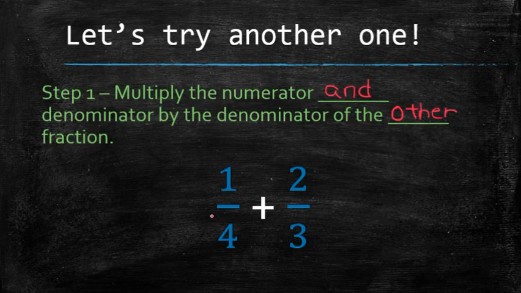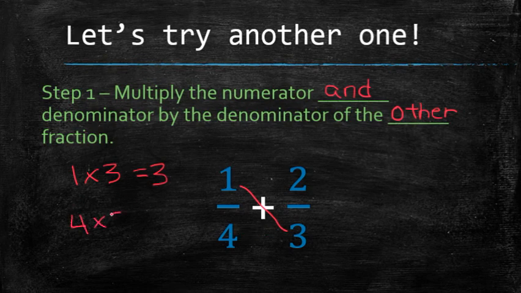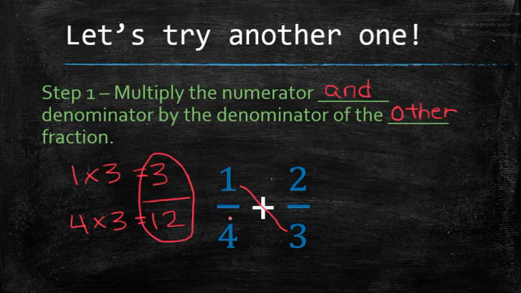All right, so here we're going to start with 1/4 and we are going to multiply first the 1 times 3. And you know that that equals 3, okay? And now you're going to multiply the 4 by the 3. And you know that that equals 12. So here you have 3/12. All right, that is our equivalent fraction to 1/4. Let's move on to the other side.